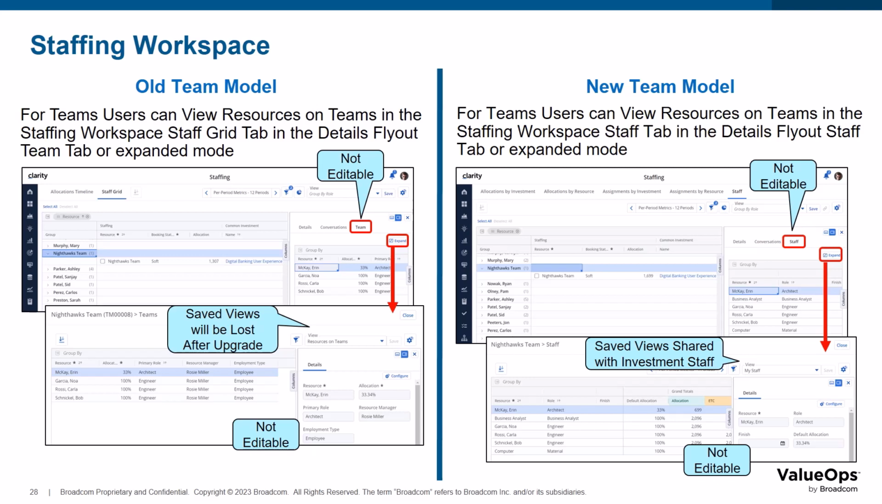So after upgrade, if we look at the same information grouped by resource, and focus in on the Nighthawks team, you'll notice in the details flyout for the Nighthawks team that we no longer have the Teams tab, but we have a Staff tab, which is not editable, just like the Teams tab in the old model was not editable. And whenever you expand that, you'll be able to see the expanded grid.